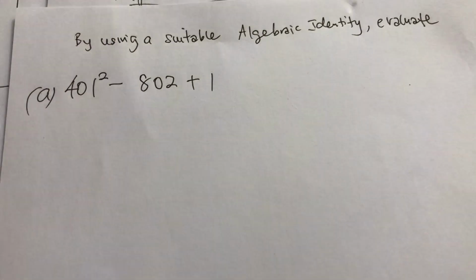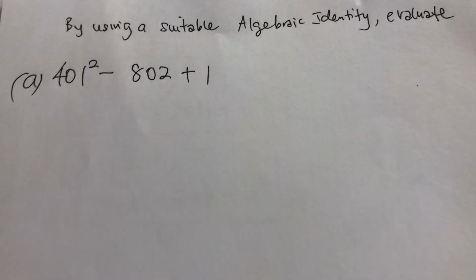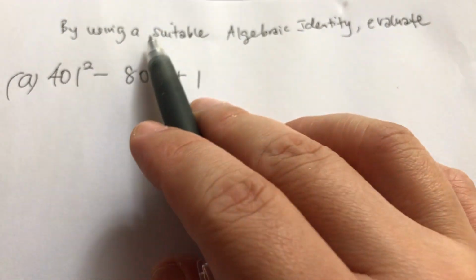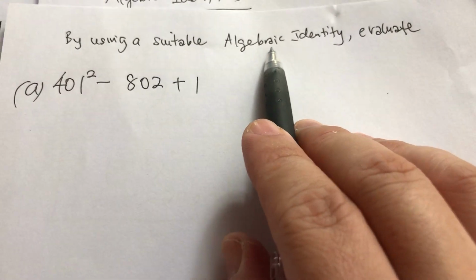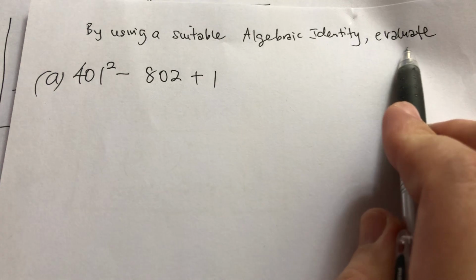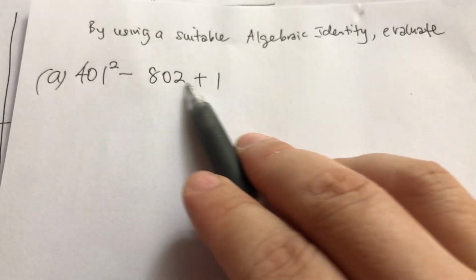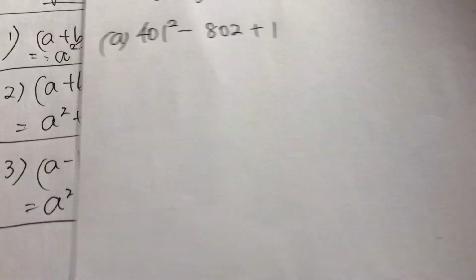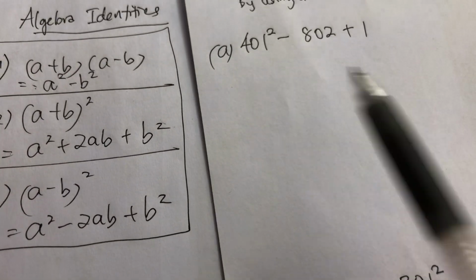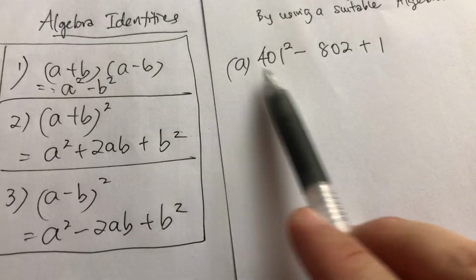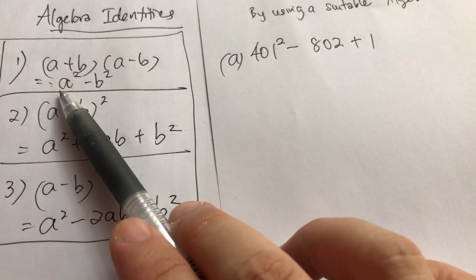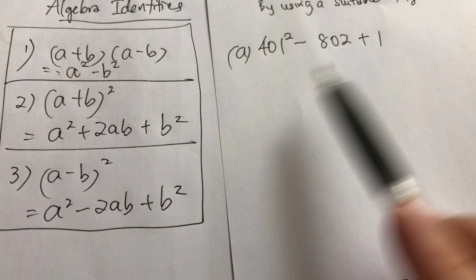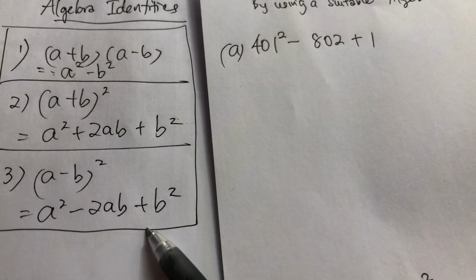These questions are not very commonly set, but one of you asked, and so I'm giving you this example. By using a suitable algebraic identity, evaluate, which means find the value of this. Now, which of these three identities do you think we can apply to this question? Definitely not the first one, because there's only one square minus another square, whereas there are three things here. So it's either this or this.